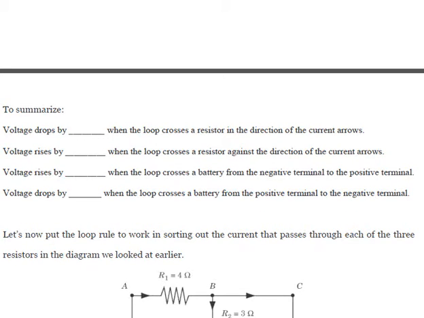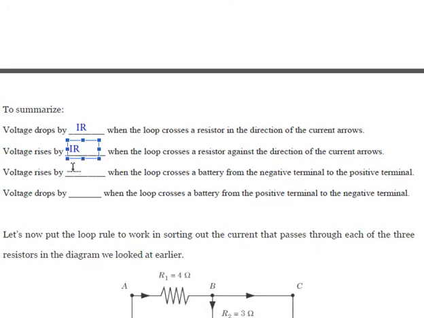So just real quick, voltage is going to drop by IR when the loop crosses a resistor in the direction of the current arrows. Voltage is going to rise by IR when the loop crosses a resistor against the direction of the arrows.